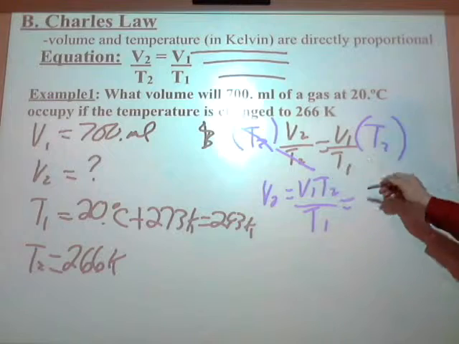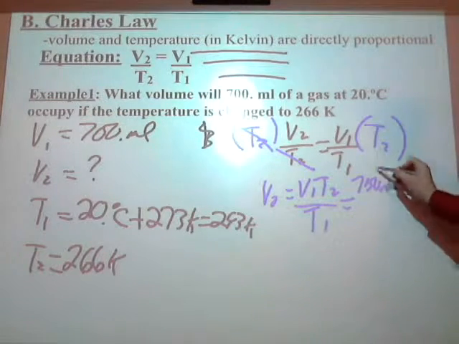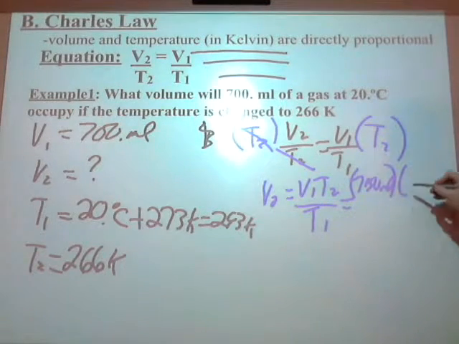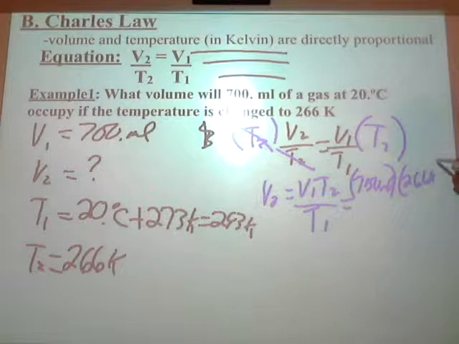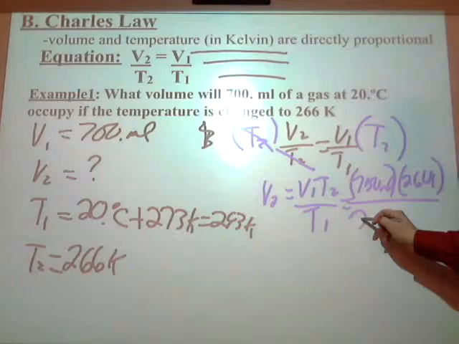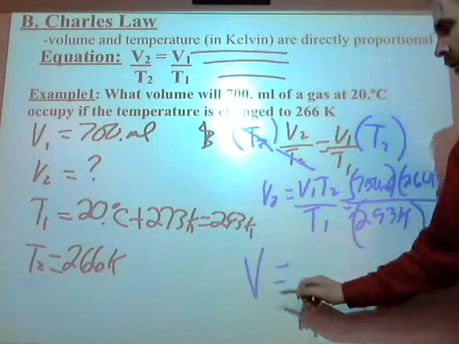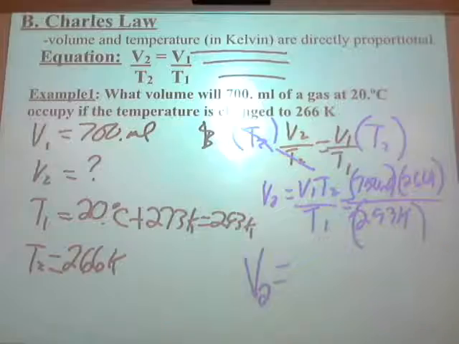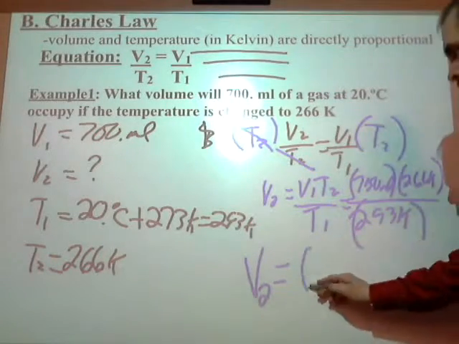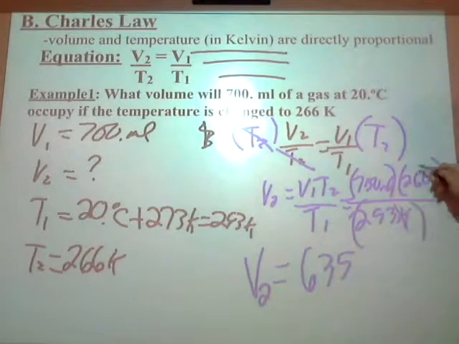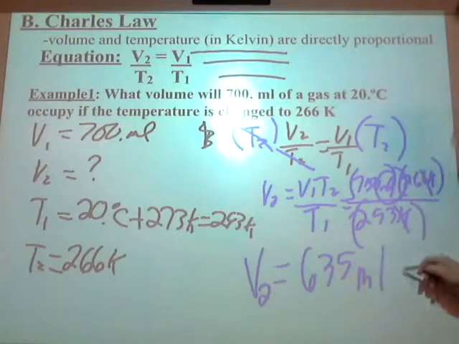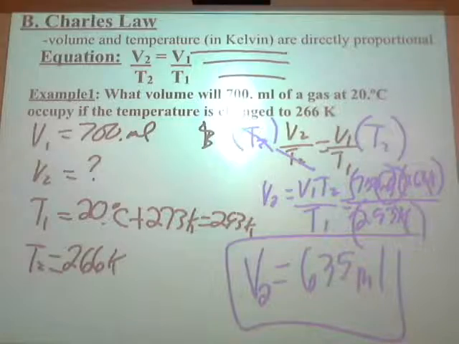Plug my numbers in. V1 is 700 milliliters. T2 is 266 Kelvin. And T1 is 293 Kelvin. Get your calculator out. What does V2 come out to be? 635 milliliters. 635. And Kelvin cancels, leaves you with milliliters. Good. Very good. And that one's not too bad.